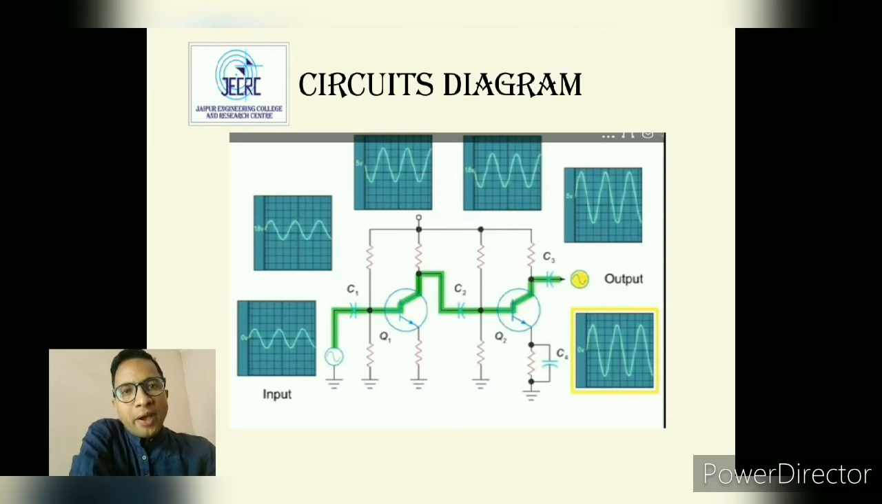In this amplifier, we apply a very small input signal, with a value of almost 20 millivolt to 40 millivolt. This signal we get at the first transistor's output in inverted form. Then this output is forwarded through the capacitor to the second stage of the amplifier, and finally we get the amplified output at the second transistor's output. This is a very important amplifier. Its main use is in public address systems.